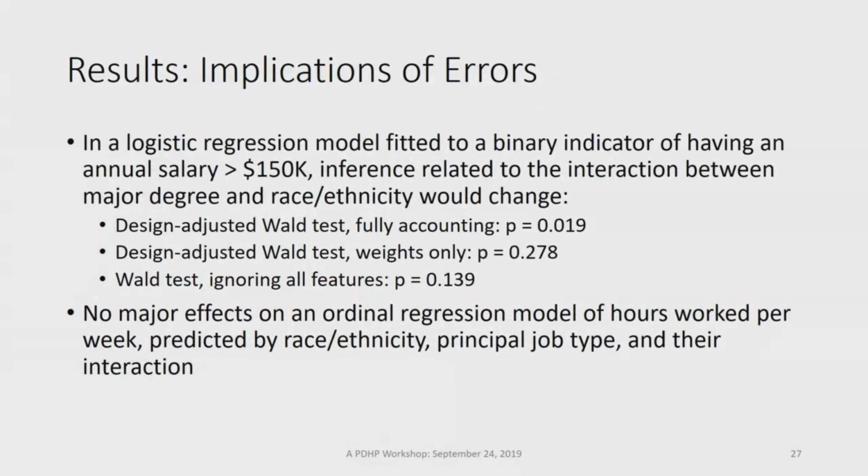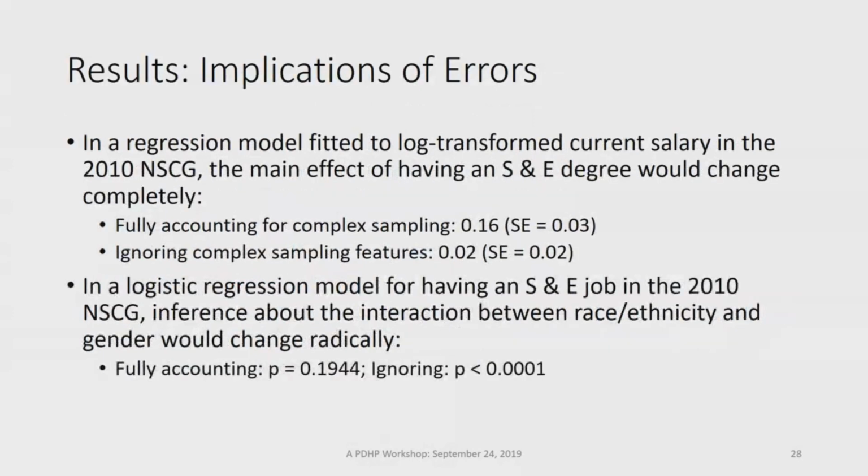Now, this didn't happen a lot. There were no major effects on an ordinal regression model, for example, of hours worked per week, if we predict that with race, ethnicity, job type, and the interaction of those two. So we tried a number of these different substantive models in each of these different survey data sets.